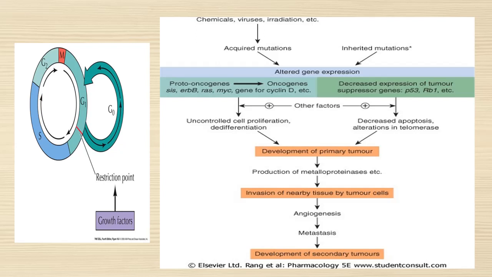In this, the genesis of cancer is usually multifactorial. You have chemicals, viruses or irradiation, which stimulate acquired mutations to alter the gene expression. This can also be done by inherited mutations. Now, this altered gene expression leads to conversion of proto-oncogenes to oncogenes or a decreased expression of tumor suppressor genes.